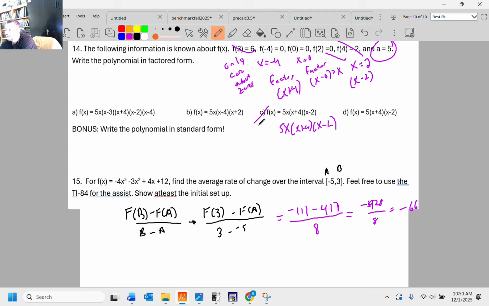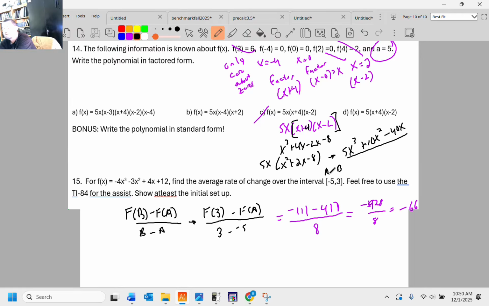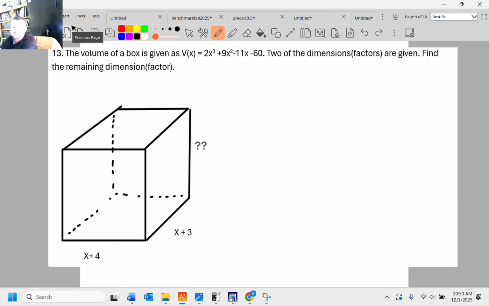Choice C. And I don't know why you kids would not do the easy bonus question. Foiling is an Algebra 1 standard. X plus 4 times x minus 2 is x squared plus 4x minus 2x minus 8. How did you get to my room if you don't know how to use the double distributive property? How did you get here? I do not get it. And there's a 5x out front. 5x times x squared is 5x cubed plus 10x squared. I'm doing the distributive property, minus 40x. Ta-da, easy points, easy points.